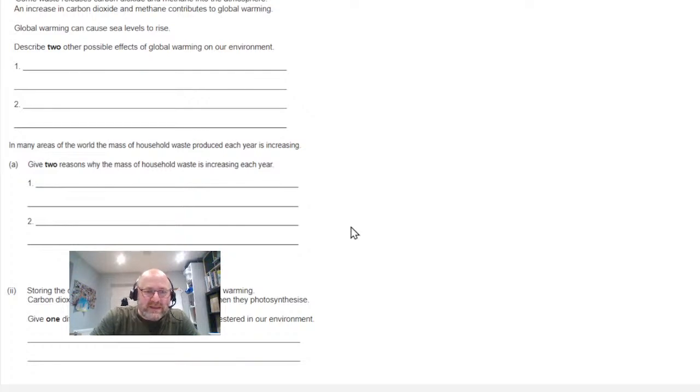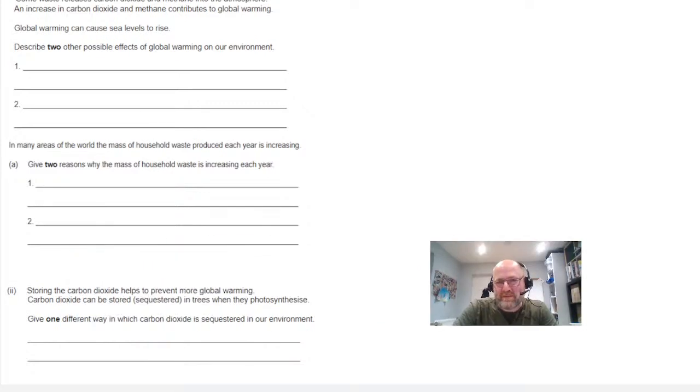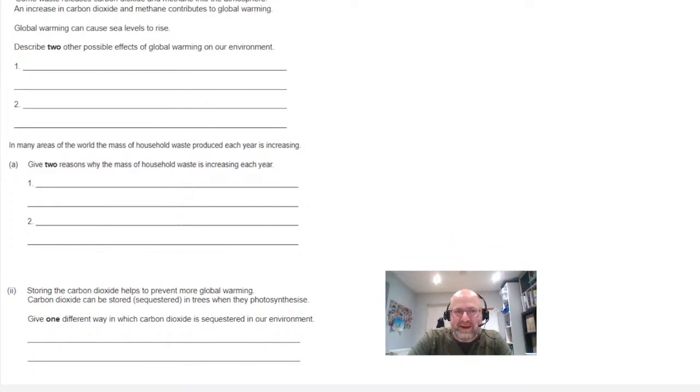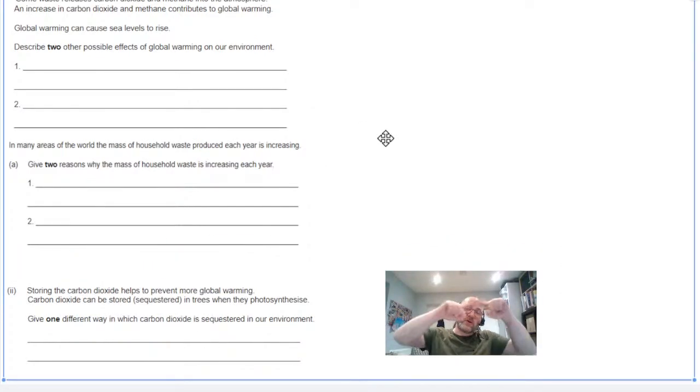Cool. Right, this is another one on global warming. I'm just having a flick, seeing what other topics I haven't covered. Someone said biomass. I haven't done biomass, or trophic levels and pyramids of biomass or anything like that. But you can get ones where you've got a scale and you've got to use the number of squares. But we'll go over that in a bit.